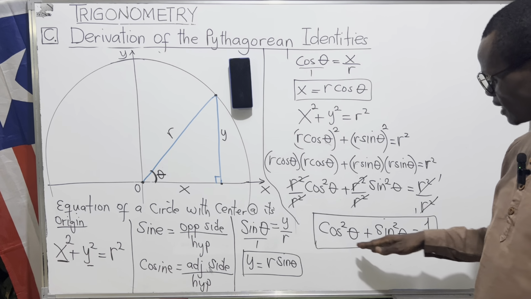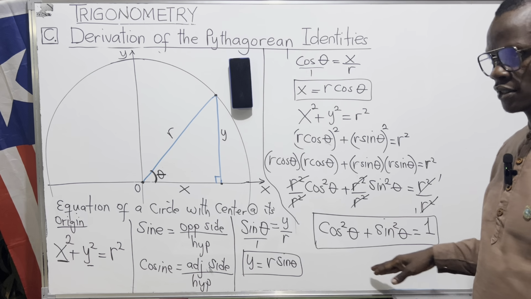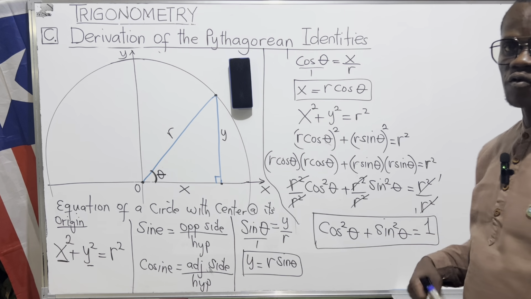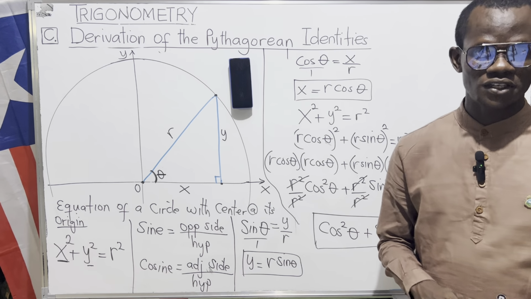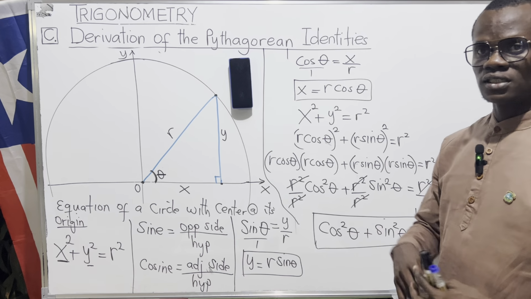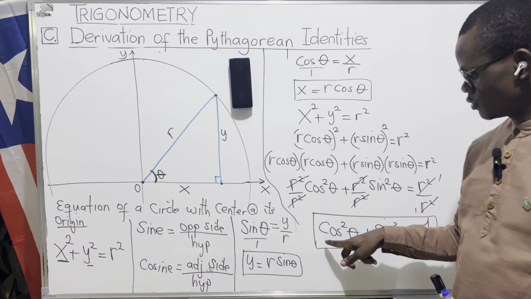So from this identity, we can derive several other similar trigonometric identities that we refer to as the Pythagorean identities. So we will do that in the next video, wherein we will derive several other identities using this fundamental Pythagorean identity.